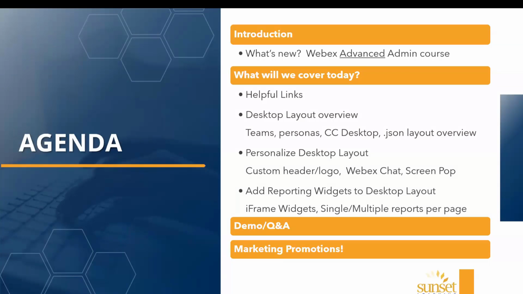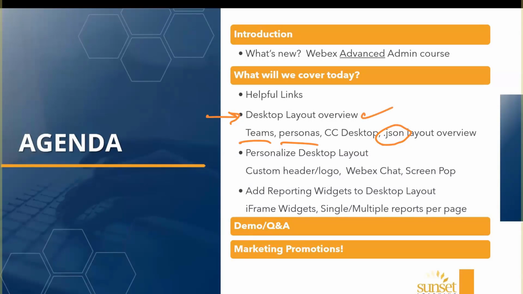As far as the desktop layout itself, it's really a three-part adventure. First thing we'll talk about is the desktop layout overview itself. The desktop layout is in a JSON file format. We'll describe exactly what that JSON file format does for you in regard to the teams you'd be configuring this on behalf of. Personas fall into one of three categories: agents, supervisors, or a combination therein. And again, this all applies to the contact center desktop.